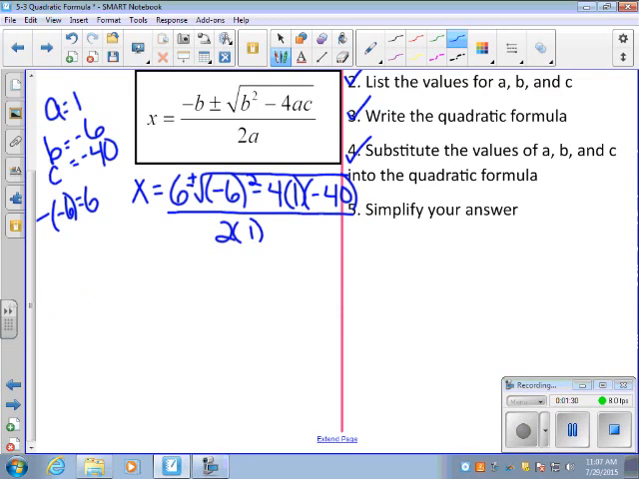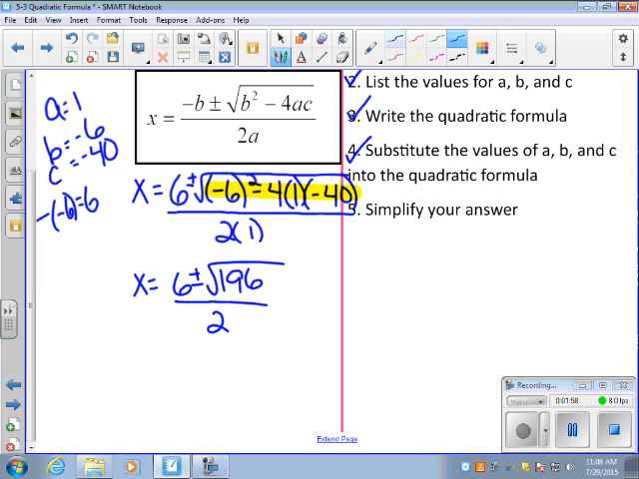Now step 5 is to simplify our answer. So far I have x equals 6 plus or minus this whole radical here. The easiest thing to do is to plug whatever is under the radical, so negative 6 squared minus 4 times 1 times negative 40, all into your calculator. And when I do that, I get 196. So right now I have x equals 6 plus or minus the square root of 196 over 2 times 1, which is 2.